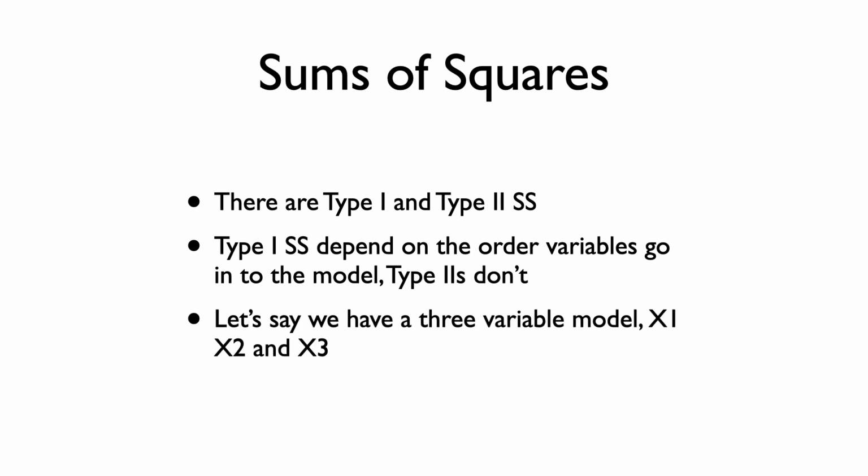So let's say we have a 3-variable model. And when I say a 3-variable model, I mean, well, there's actually 4 variables, because one's the predicted, but the 3 variables here are the 3 predictors. And we're going to call them x1, x2, and x3.